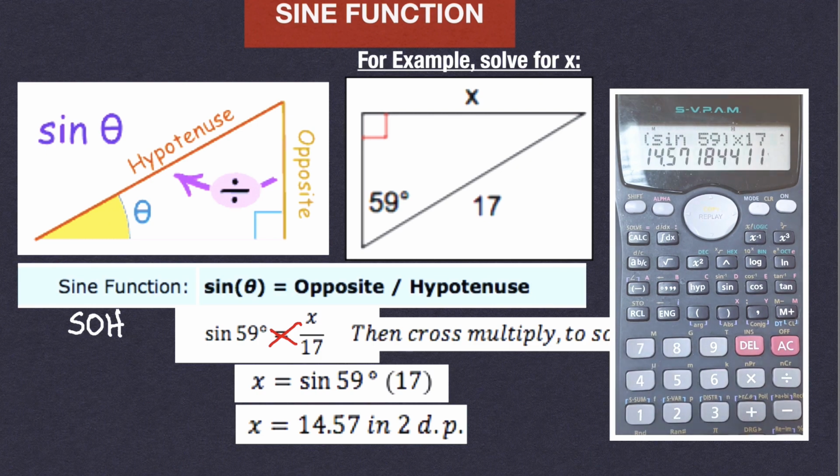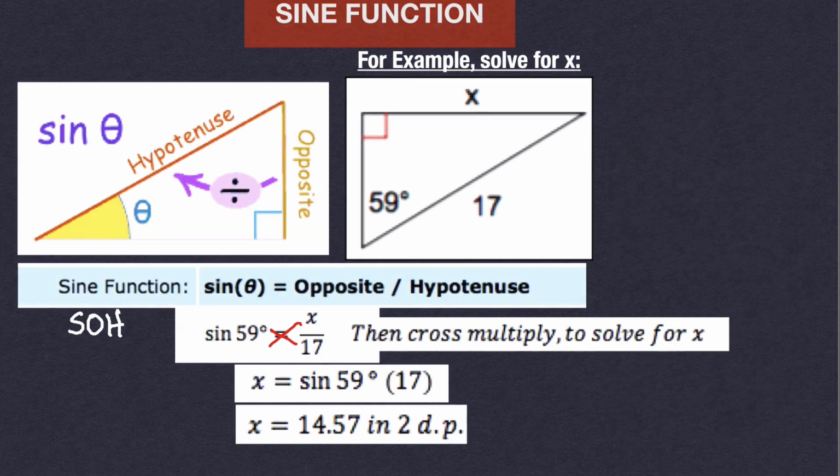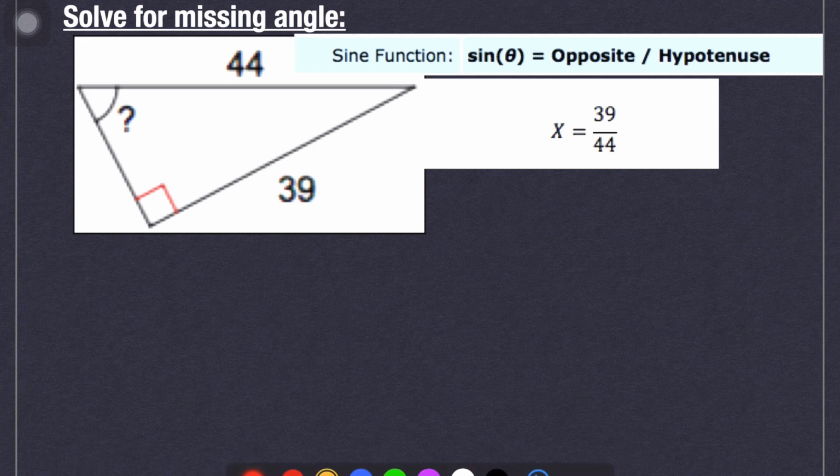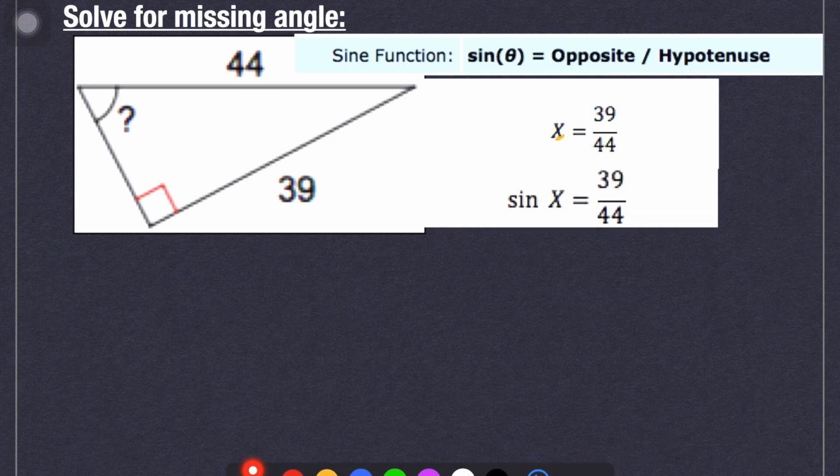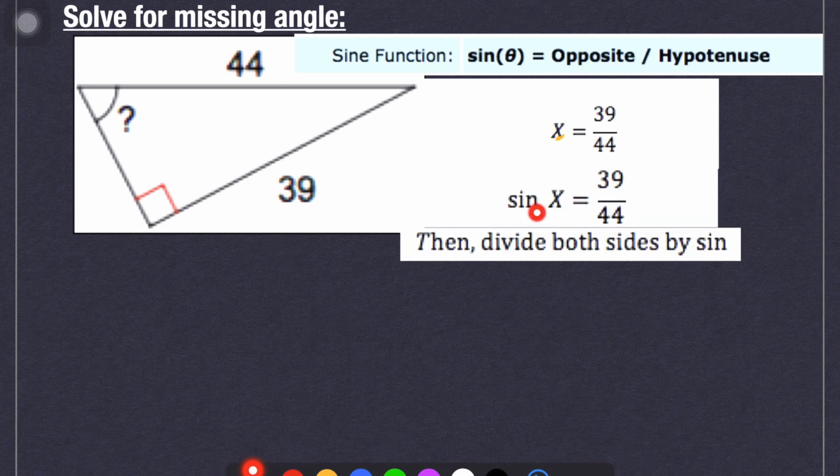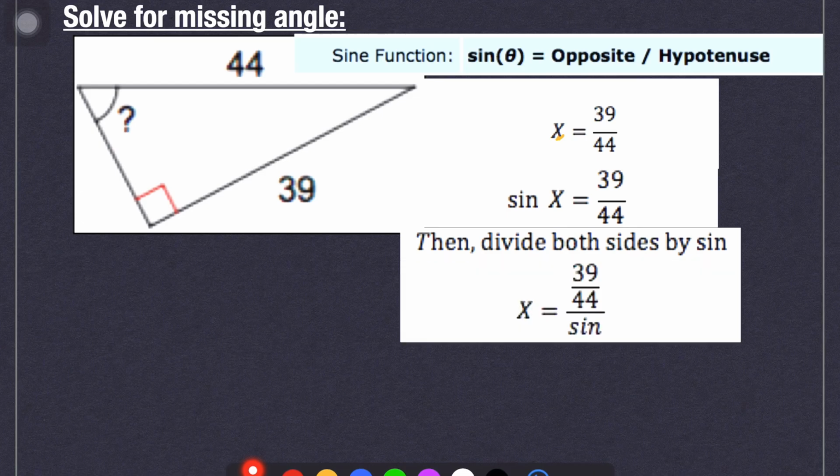Next example: solve for the missing angle, which is represented by a question mark here. Let's see the relationship. We have 39 as the opposite, and 44 is the hypotenuse. In that case, sine x is equal to 39 over 44. Then solve it algebraically, dividing both sides by sine.